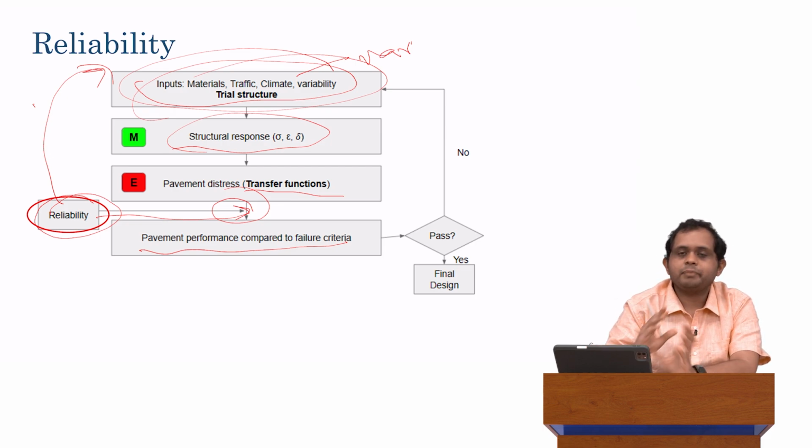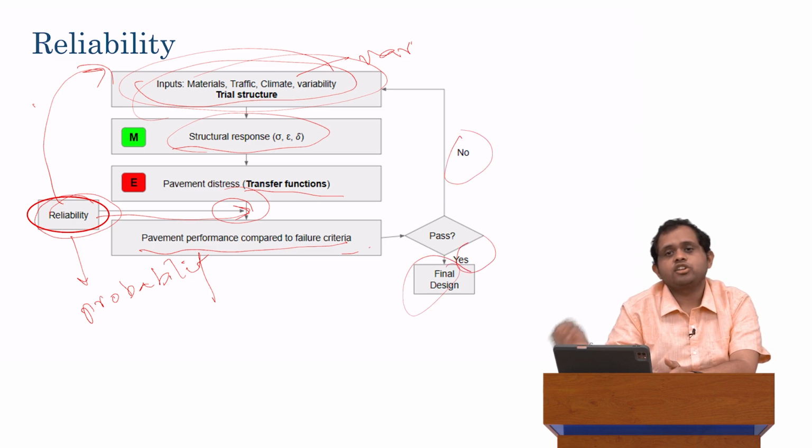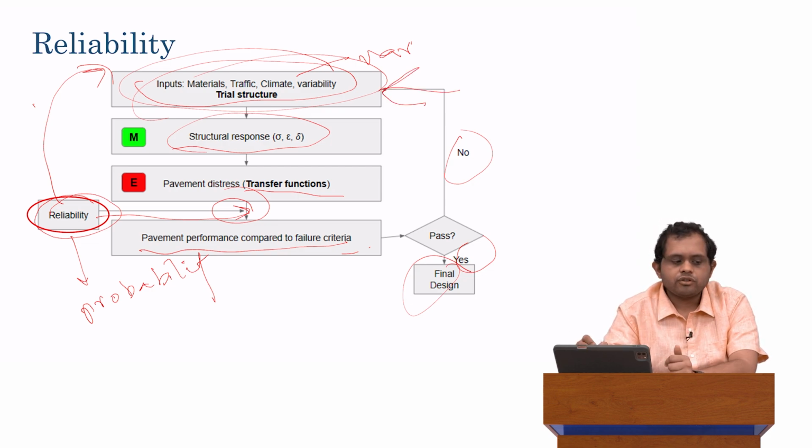And by the way, I haven't explained what reliability is yet. I'm going to get to it. But from the word reliability, you can understand that some amount of probability is being considered. So then again, we compare it to a pavement failure criteria. If it passes, good, that's a final design. If it doesn't pass, then you go back and update it, etc. By the way, even updating this is not a very straightforward process. In the next lecture, we'll see how to properly update these trial structures. There's quite a lot of science behind it. But for now, leave that aside.